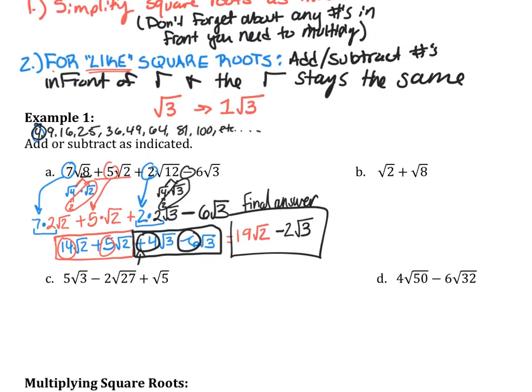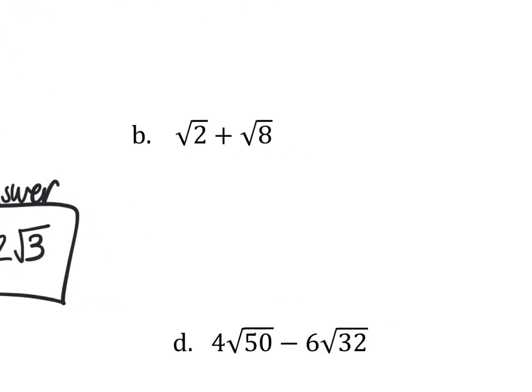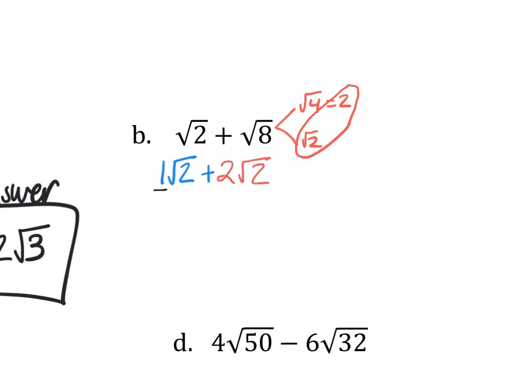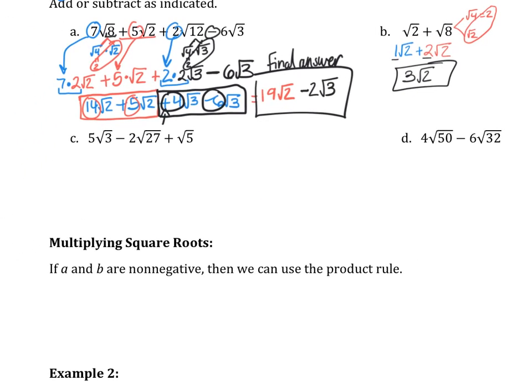Okay, let's do one more example. Letter B, square root of 2 plus square root of 8. Remember, this is like 1 square root 2 plus, and then the square root of 8; the largest perfect square that can go into 8 is 4. So we have square root of 4 times square root of 2. The square root of 4 is 2, and we're left with our square root 2 there. Then we have 1 plus 2, because they're both square root 2, so we have 3 square root 2. I want you guys to go ahead and try C and D.